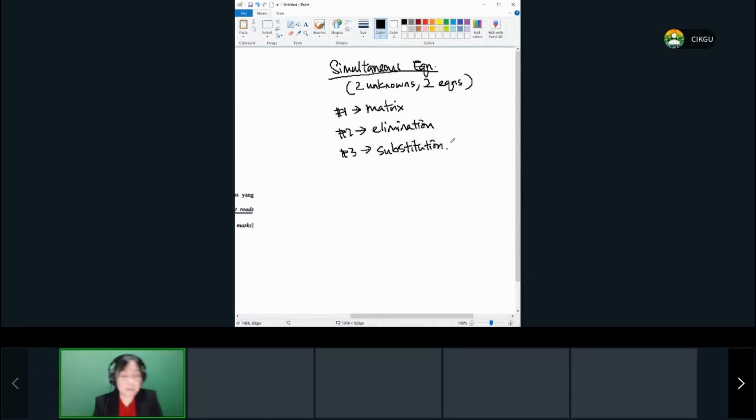Now, for SPM, let me be very clear. Under the topic of simultaneous equations, you do not need to know all three. All you need to know.